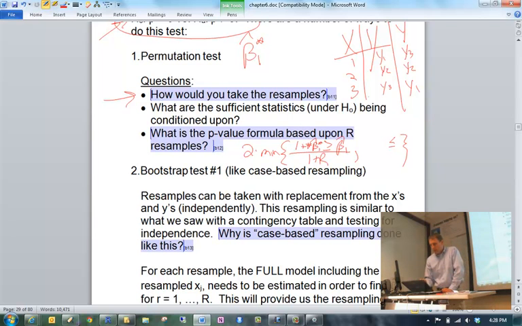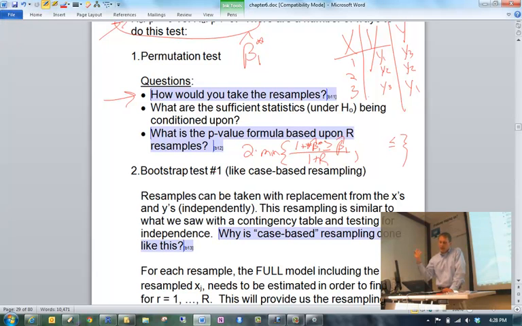Do you have to resample both the X's? Yeah. So unlike the permutation, we can get away with just doing one. Since we're doing it without replacement with the permutation test, really all you're doing is just mixing things up more. And maybe it's also easier to see why this is still called case-based resampling.